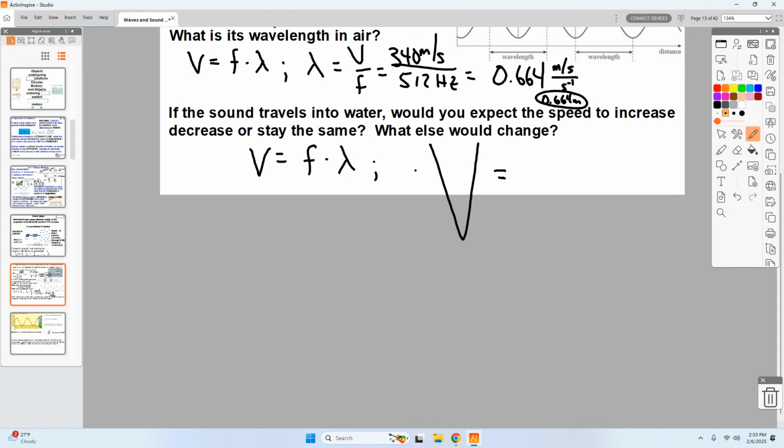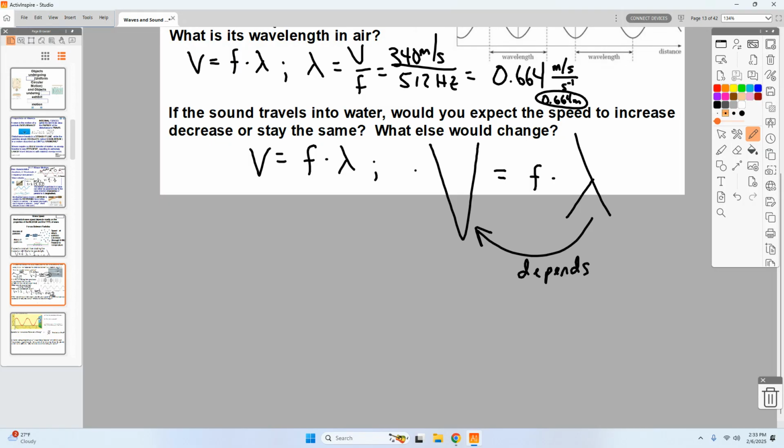So you might think it's the frequency, but it's not. The frequency depends on the source. If it's a 512 hertz tuning fork that's making that sound, that frequency is set at 512. What would change then is the wavelength. The wavelength would become much bigger, because how far it travels as it repeats itself is dependent on the speed. So if the speed changes, the wavelength will change, not the frequency. The frequency stays the same.